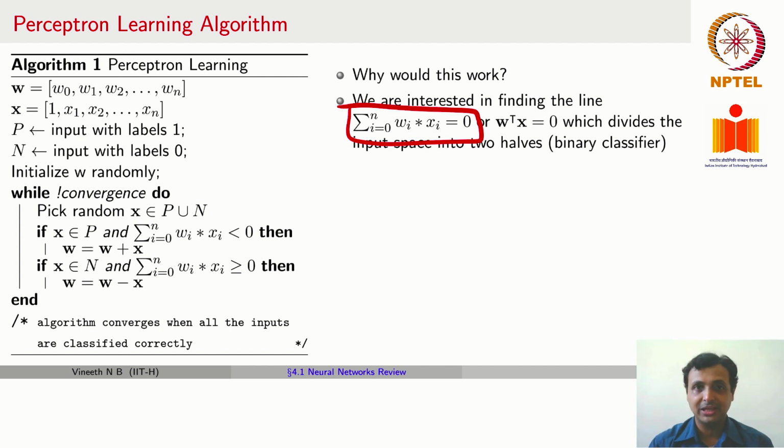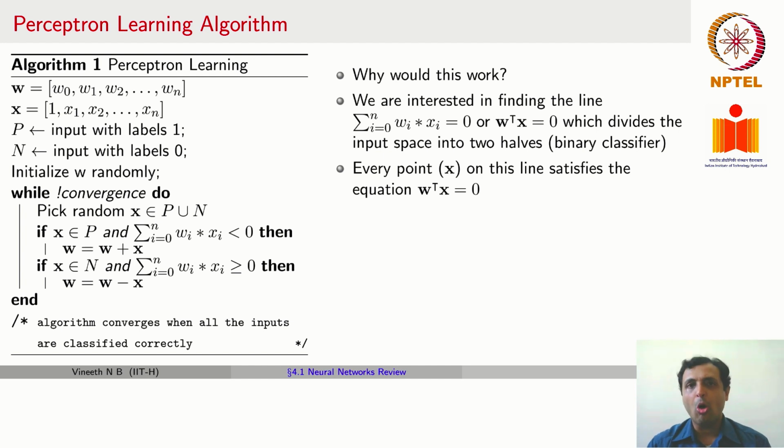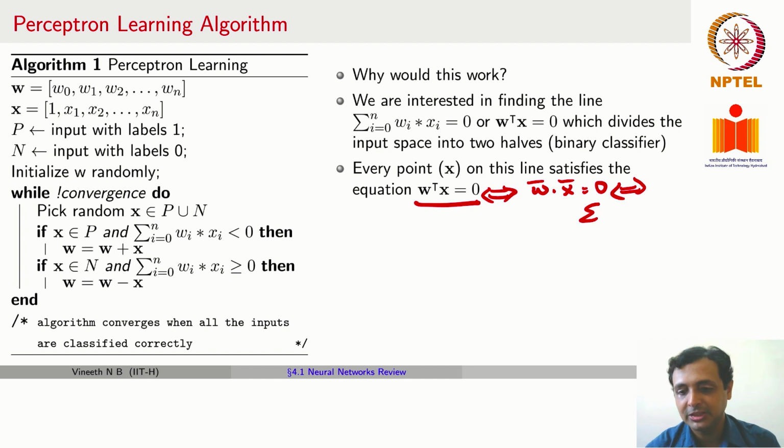This line divides your input space into two halves. The half of inputs where the summation over Wi Xi will be less than 0 and the half of inputs where the summation over Wi Xi will be greater than or equal to 0. Every point on that line satisfies the equation W transpose X is equal to 0. Remember, whether we say W transpose X is equal to 0, this is equivalent to saying inner product of W and X is equal to 0, which is equivalent to saying summation over i of Wi Xi is equal to 0. This is something that we keep interchangeably using for the rest of this course. But please keep in mind that whether we say W transpose X or W dot X or summation Wi Xi, all of them mean the same thing. We know now that every point X on that line has to satisfy the equation of that line, which means W transpose X has to be 0.